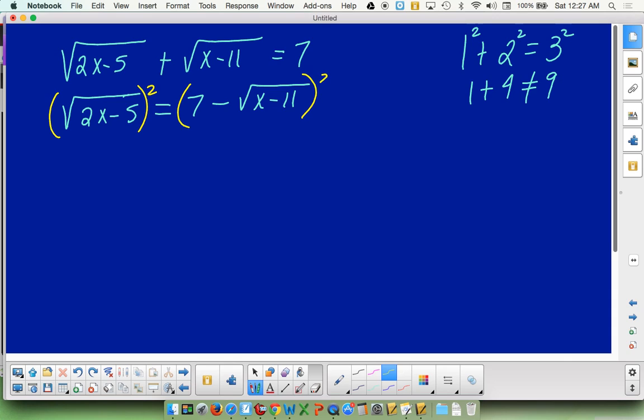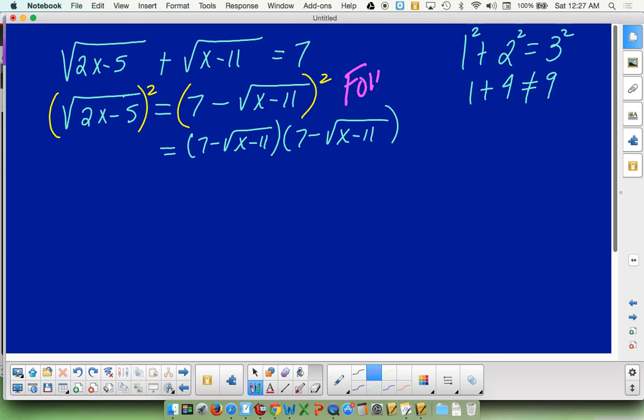So now when I square both sides, the left side's no problem, but I'm going to write the right side out. When you square it, you are taking it times itself. Do not change any signs. You write it down identically. You are foiling this puppy. That is mission critical. You have to foil this thing.